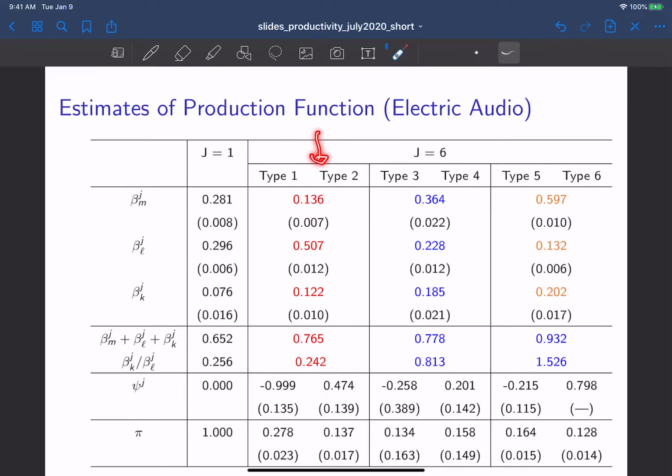Also, there are three different types of the production function. And as you see, the material shares are very different across the three types. Also, the labor shares are very different. As a result, if you look at the capital labor ratio, there are vast differences across the three types. Within each type, you get very high and low wage firms, and the average wage captures hours or quality differences in the labor.